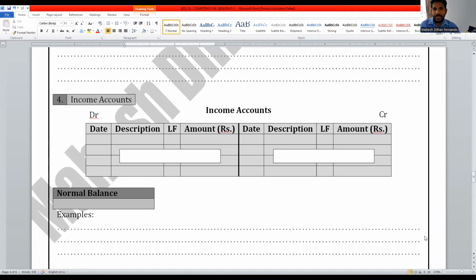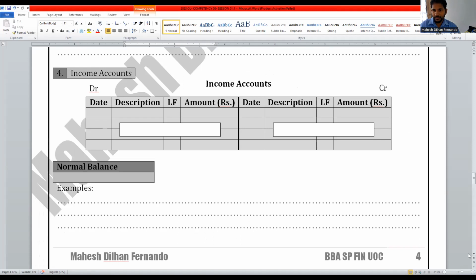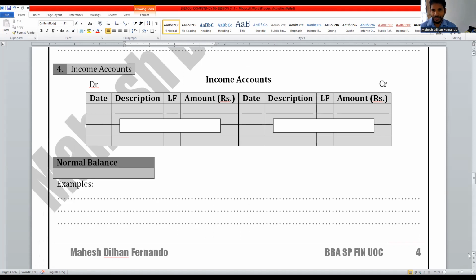Next is income. Can you all remember? I told you, increase in income is credit, decrease is debit. So in the debit side of the income account, we have the decreases.